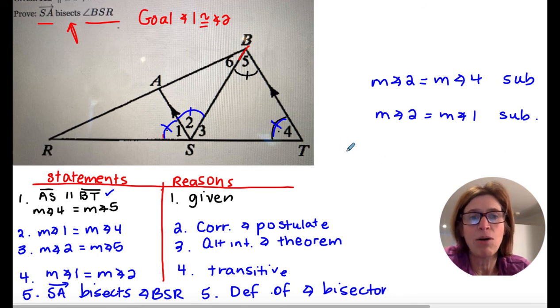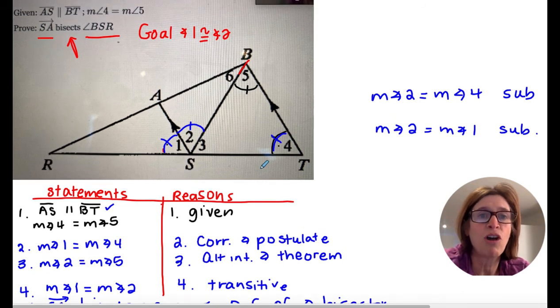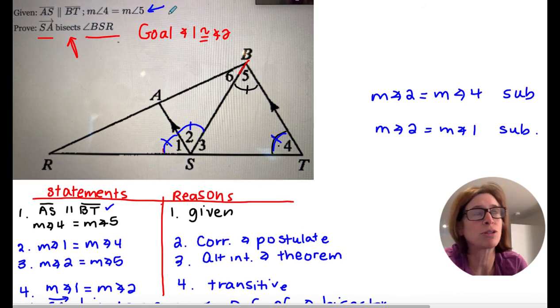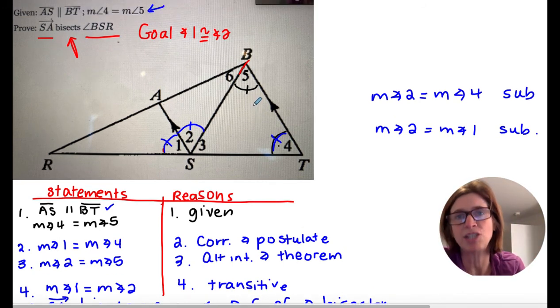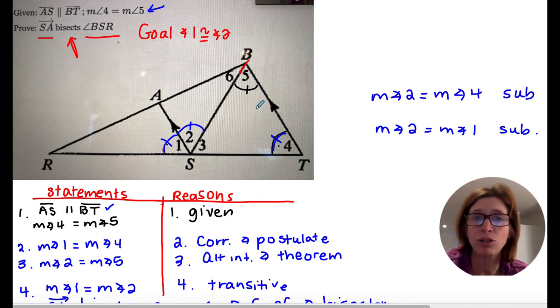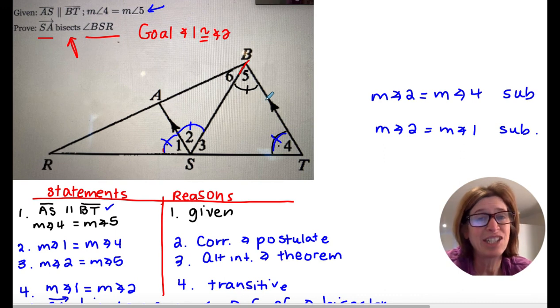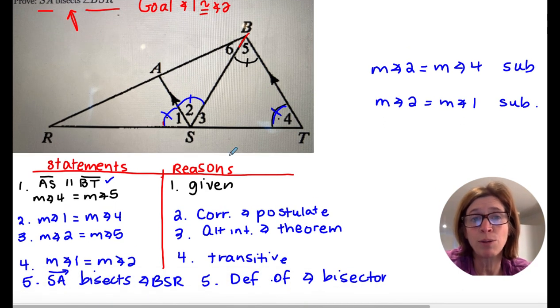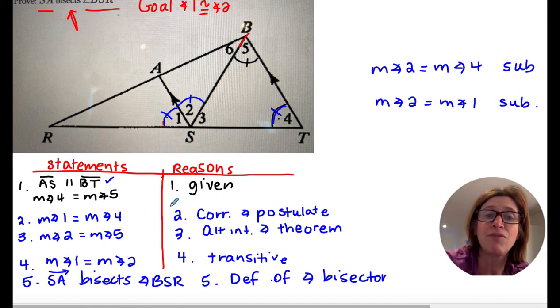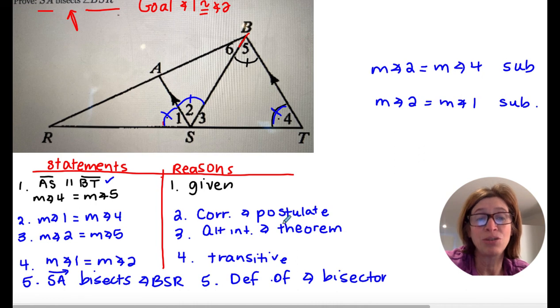All right, now this is how I would do it. And I used measure of angle in this case because they started off with measure of angle. You know, some teachers might have you go with the congruence and then turn it into the measure of the angle using the definition of congruence. It's just not something I do. So you're going to have to be really cognizant of what he expects of you in that regard. But this is the process that I would be following to get to SA bisecting BSR.